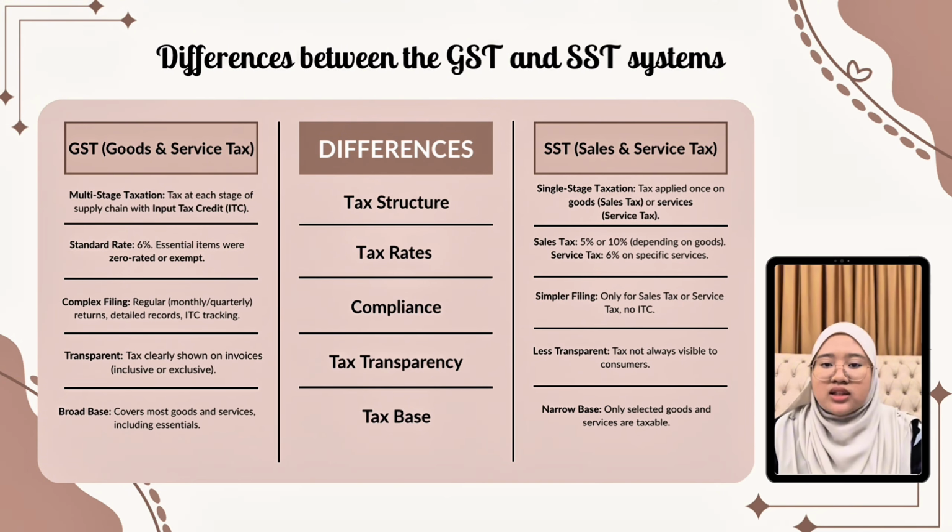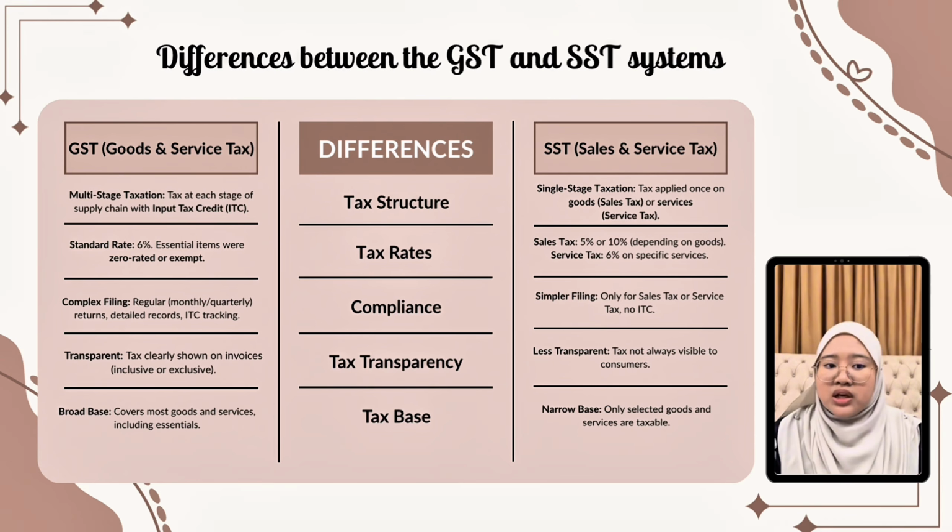The second one is the tax rate. GST has only one rate, which is 6%. SST has more than one rate: sales tax is 5% or 10%, depending on the goods. Service tax is 6% for certain services. The third one is compliance. GST is more complex. Companies must send reports often and keep detailed records. SST is easier. There is no input tax and the reporting is simpler.